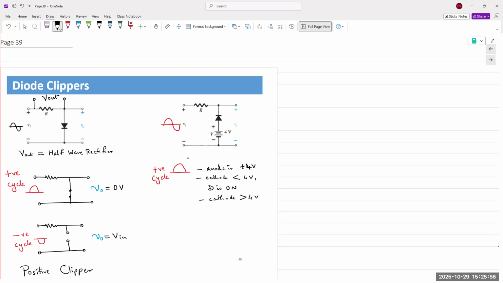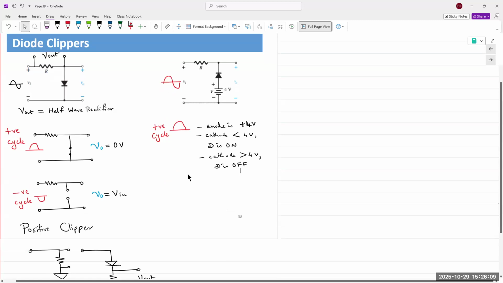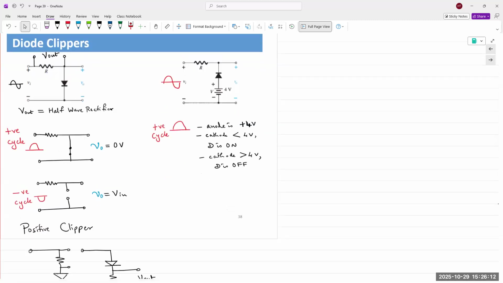Cathode goes above 4 volts, diode is off. So if you're applying V in, a sinusoidal waveform, half wave of the positive cycle, as long as V in is less than 4 volts, diode is on. I'm sorry, diode is on. So if diode is on, it behaves like a short circuit. If diode is a short circuit, what is the voltage at the output? It's 4 volts.